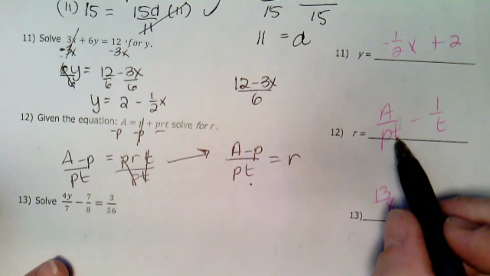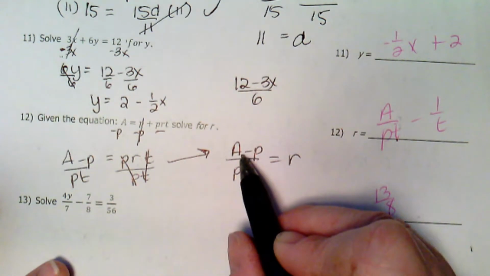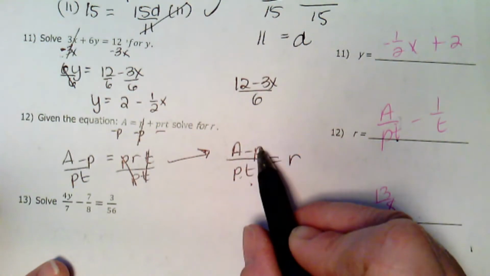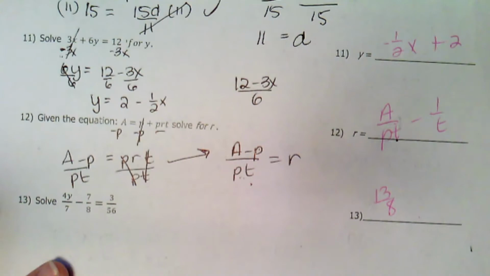And this answer or this answer are the same. All they did was put this A over PT and then the P over PT, but the P's would cancel out, so that's why you're left with 1. So either one of these answers are good.